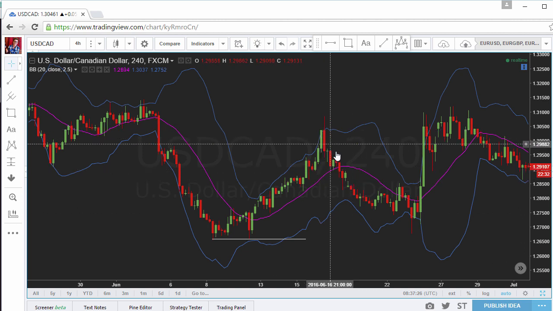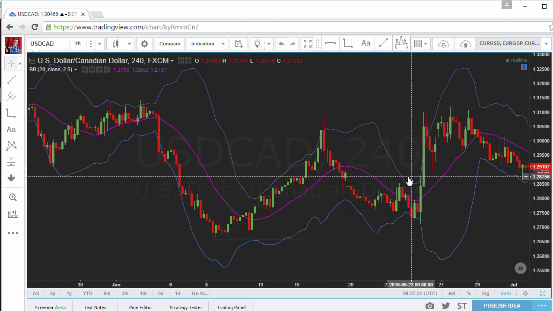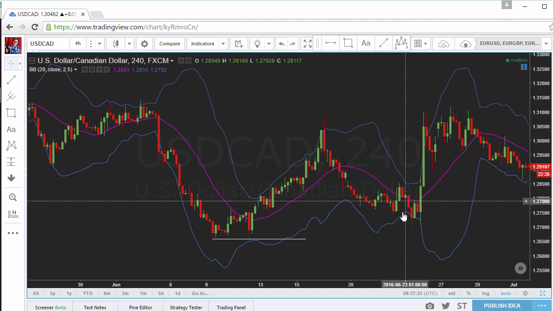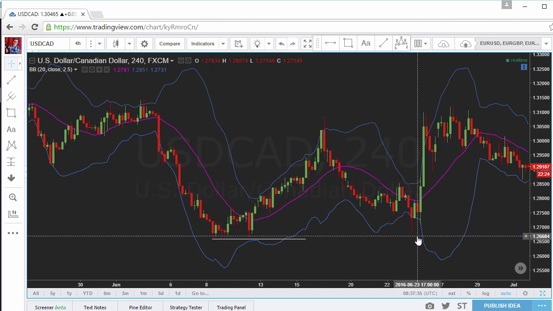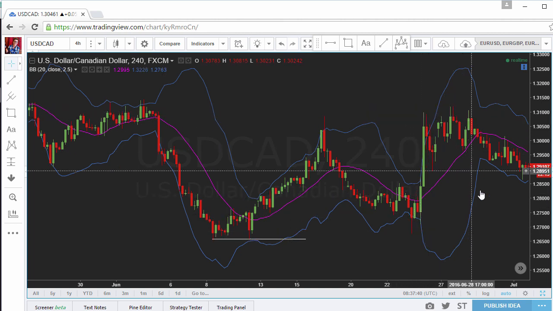And then here once more, we were in this downtrend. Price was pulling away from the Bollinger Bands. Then we see this narrowing of the Bollinger Bands, then the squeeze with a very nice fake out, and then afterwards this explosive move to the upside.